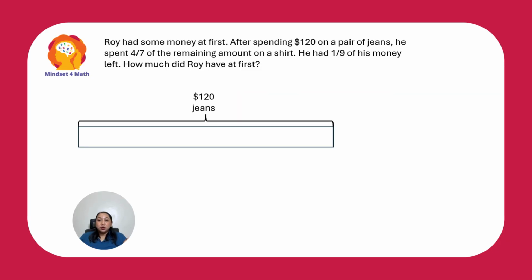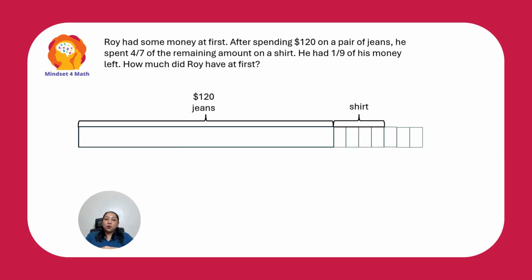So first, let's draw a long bar and label that $120 jeans. That would represent the amount of money spent on the pair of jeans, which is $120. He spent 4/7 of the remaining amount on a shirt.